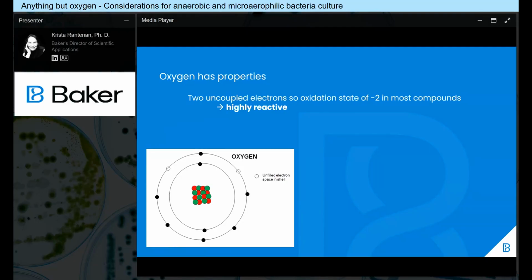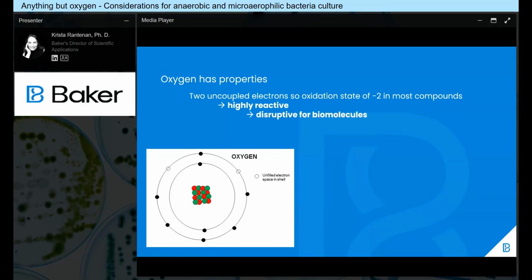So the problem is that therefore oxygen in this uncoupled electron state in most compounds anyways makes it highly reactive. And, I mean, we all know this. Everybody's seen rusting. That's the activity of oxygen. Or it can be fast. We've all seen burning. We know the combustion engine. There are explosions, and it's all because of the reaction of oxygen. Okay, and it comes from this electron structure, the unfilled electron space in the shell that makes oxygen so reactive.